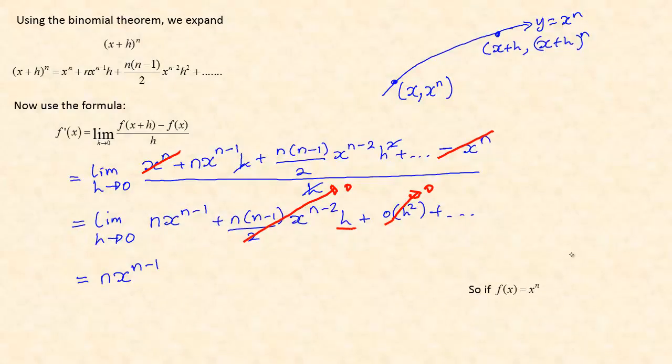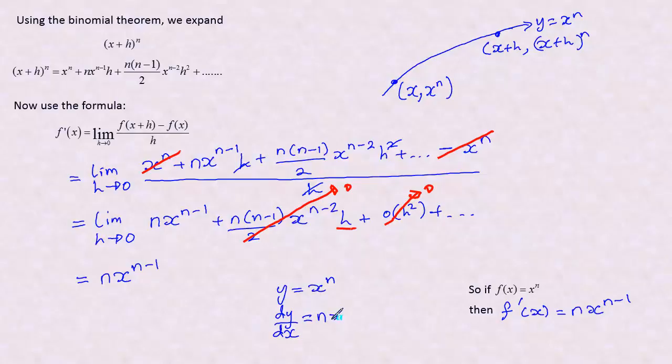So if f of x is x to the n, then f dashed x, which is the first derivative of f of x, is n x to the n minus 1. So the n comes down in front and multiplies, and we reduce the power by 1. An alternative notation is if y is equal to x to the n, then dy/dx is equal to n x to the n minus 1. And I have to admit that this second one is my favourite notation.